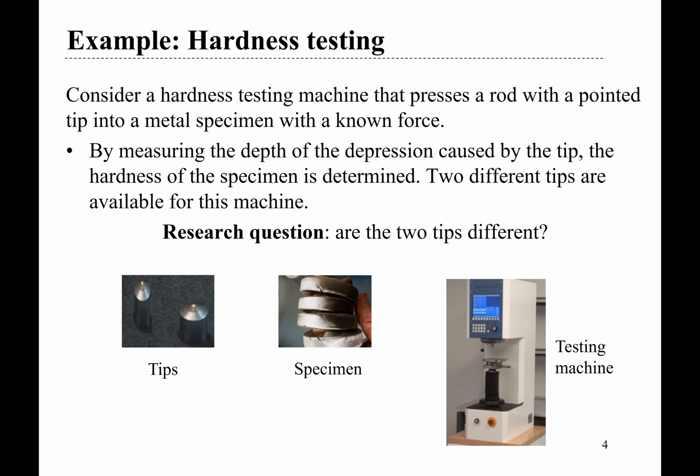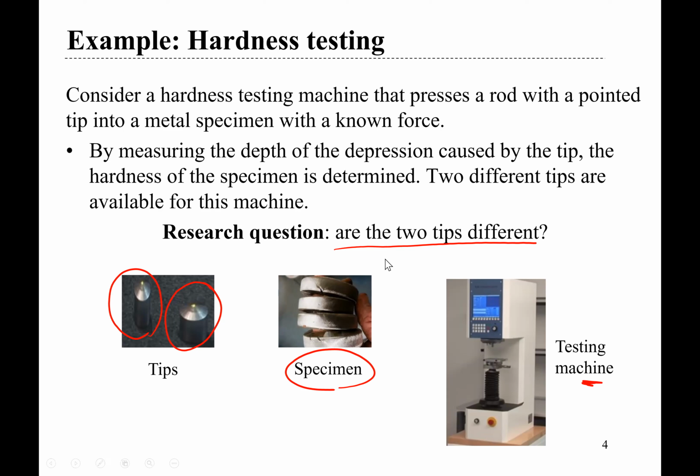So the idea is we have two tips. This is one, the second one looks like two treatments. And our research question is, are the two tips different, or is one of them better than the other in terms of the depth or in terms of hardness? So we have a machine and we have some specimens. So how do I run the analysis? How do I design my experiment?